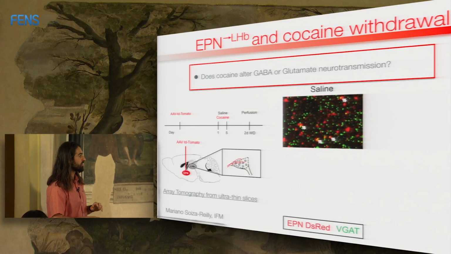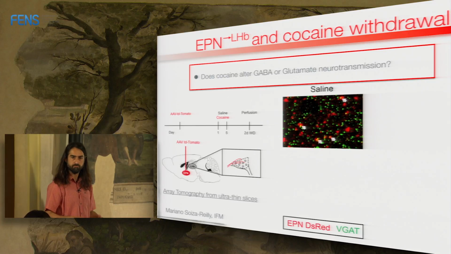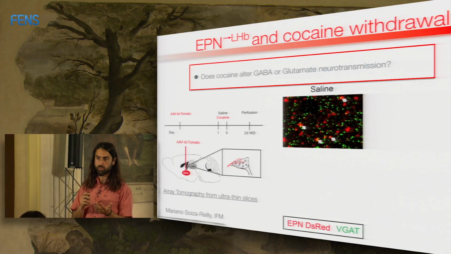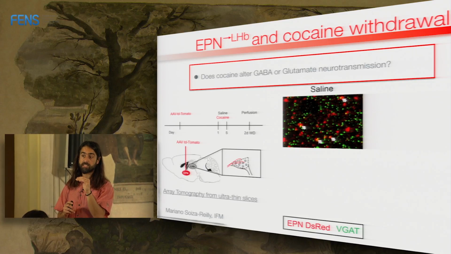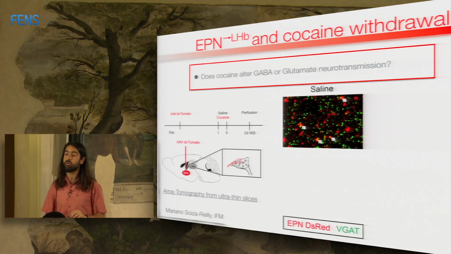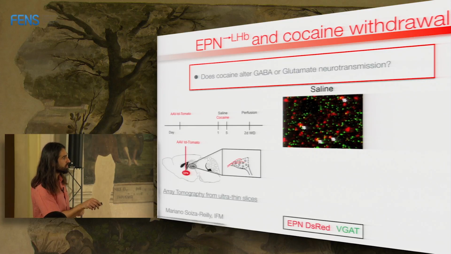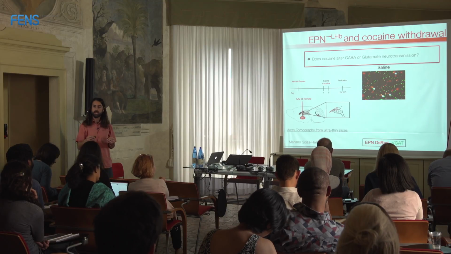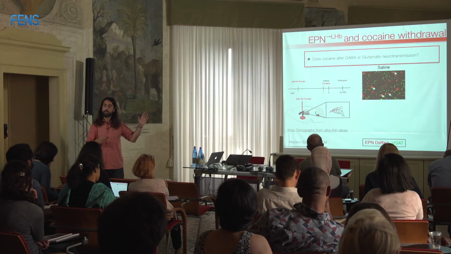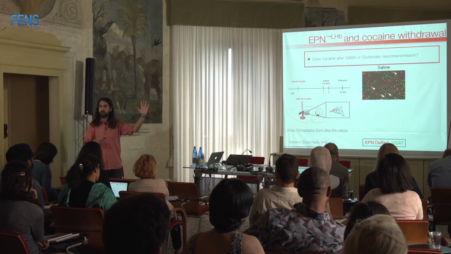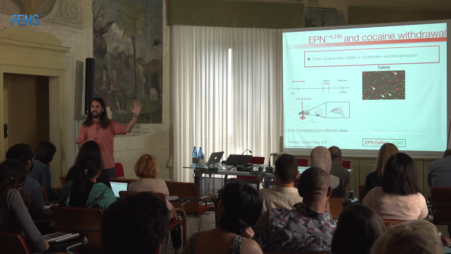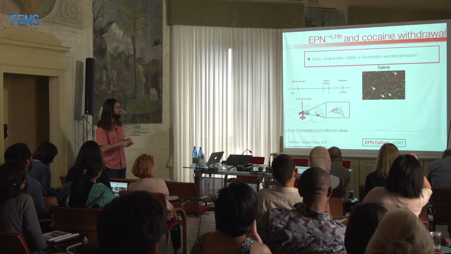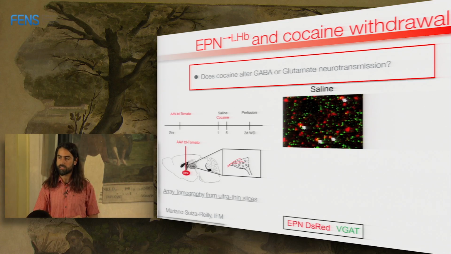And then we performed array tomography, which is an immunofluorescence technique that allows us to work in very, very thin slices, such that we can probe multiple antibodies on the same slice and really look at the same terminal for multiple protein expression. So what you see here in this picture is the following. The red channel indicates puncta that are related to the EPN projections. So these are terminals or axons from the EPN into the lateral lamella. The green signal is instead staining for the vesicular GABA transporter.